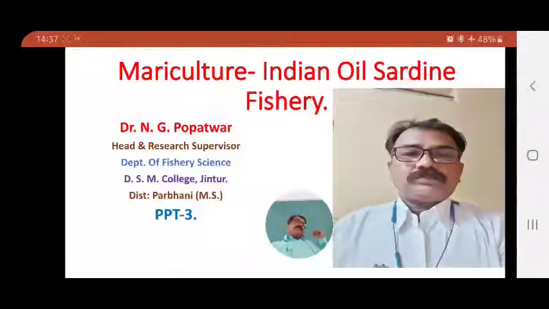The wrinkled condition of the ovary is to be found in the 7B stage, that is called the spent stage. These are the seven maturity stages of the sardine which we have studied, and a number of scientists and workers can study and put forth their opinions.